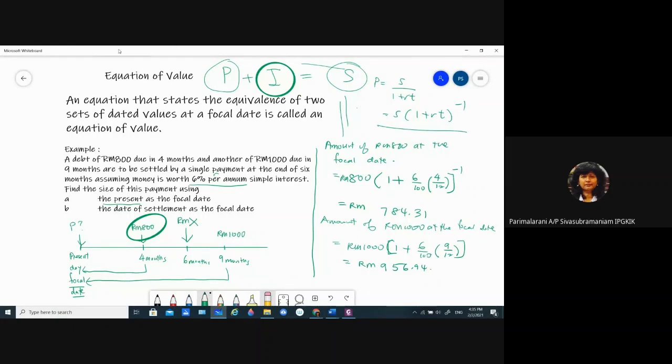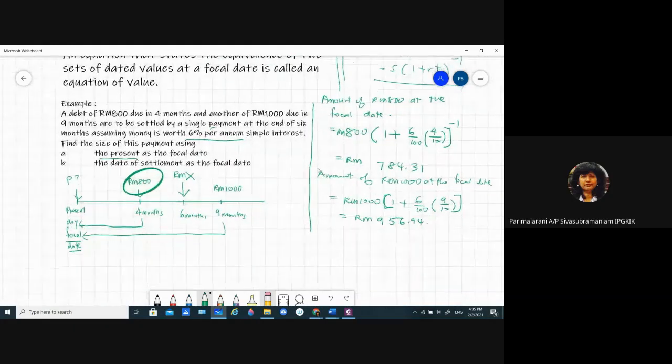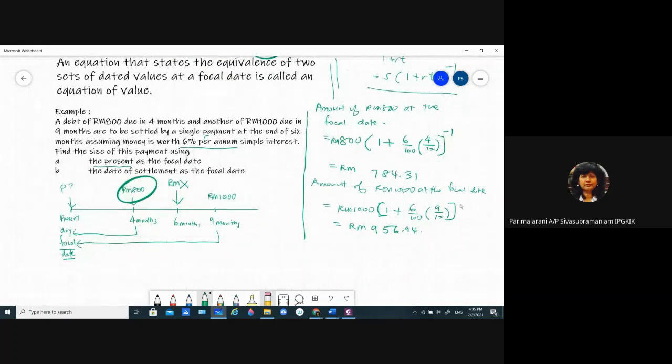Okay. So now we want to see how much X is at the focal date. So now how much will it be at this date? Okay. So the amount of X.